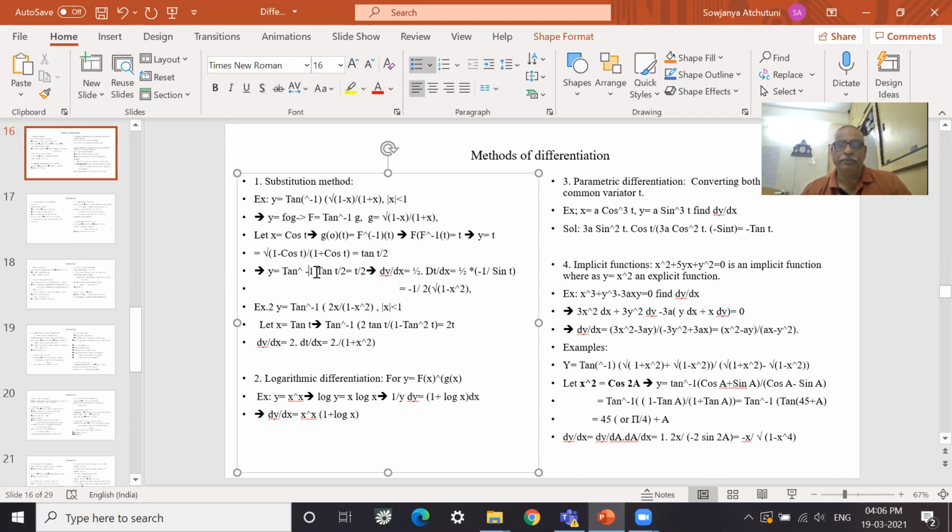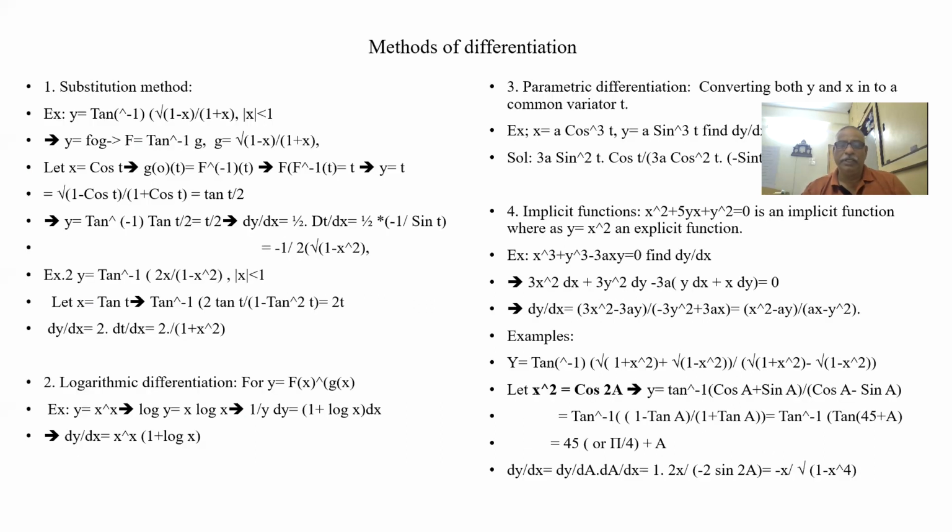Tan inverse tan t by 2 is t by 2, since tan inverse tan theta is theta itself. So y is t by 2, and we have to find dy by dx. dy by dx is equal to half into dt by dx. What is dt by dx? x is cos t, so dx by dt is minus sin t, and dt by dx is minus 1 by sin t. Sin t is root of 1 minus x square.